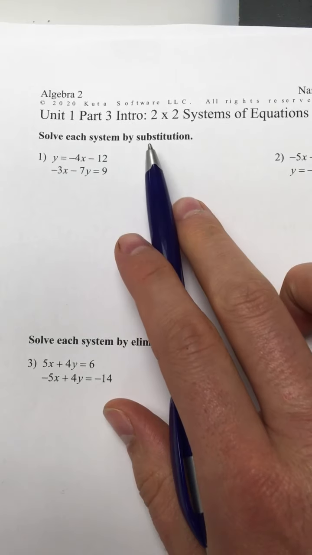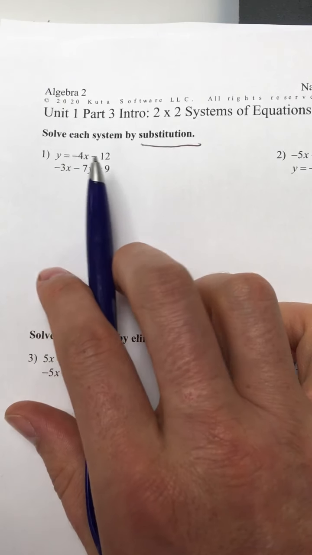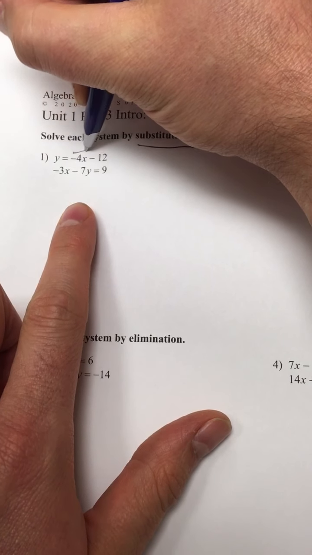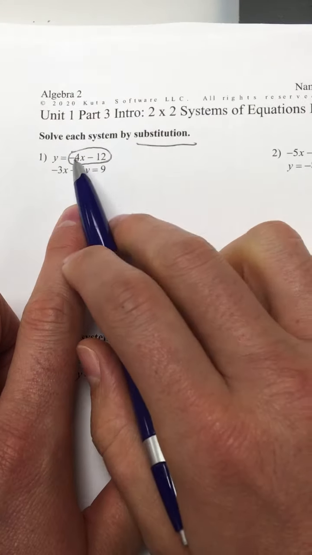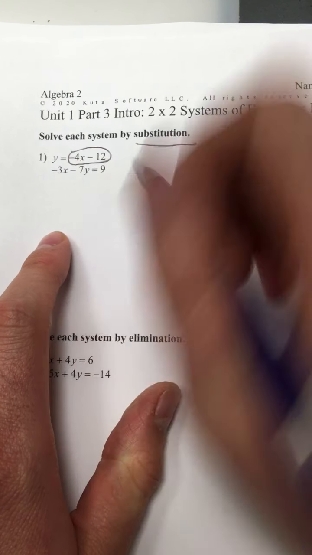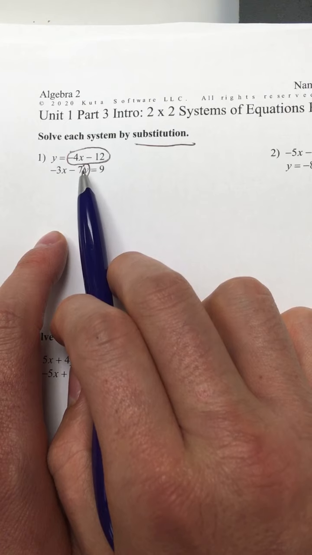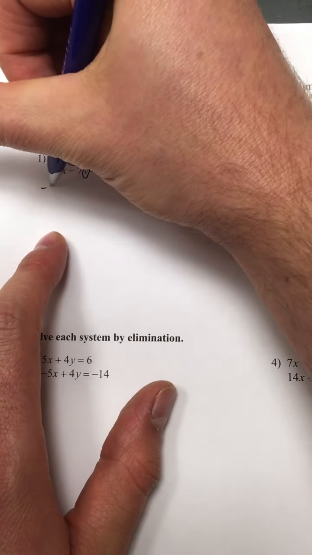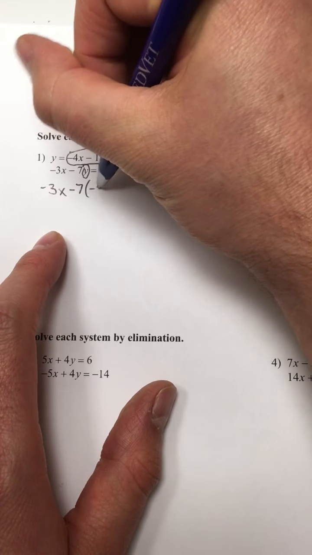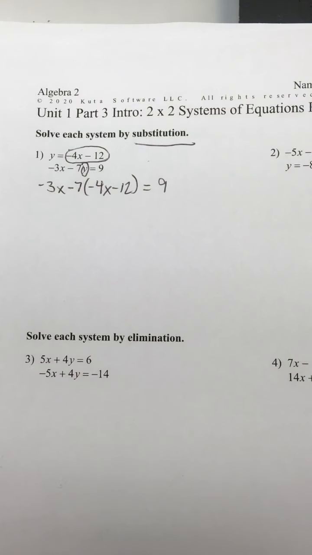So another method is called the substitution method. That's a method you use when you either have a variable by itself in one of the equations, or if it's really easy to get a variable by itself. Since I know y is equal to negative 4x minus 12, I could plug it in to the other equation in place of this y. So it would now say negative 3x minus 7 parentheses negative 4x minus 12, close the parentheses, equals 9. And then it's just a matter of solving that equation.